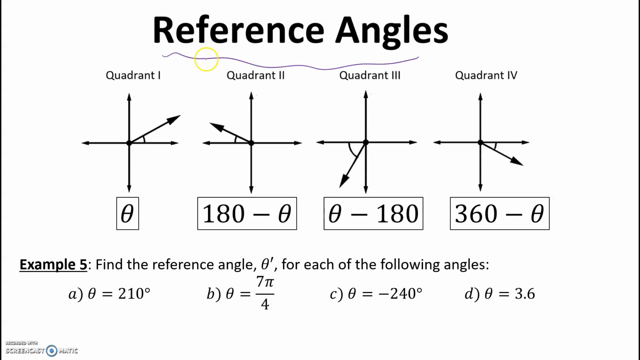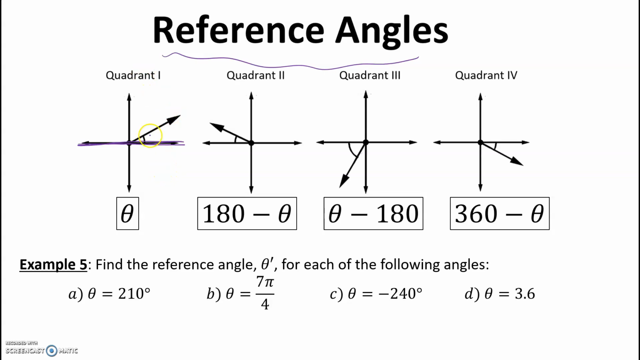So what a reference angle is, it basically gives you something in the first quadrant to reference to. So you don't have to necessarily know all these three quadrants, you just have to know how to reference them back to quadrant one. So basically all we need to know is how far away we are from our x-axis.